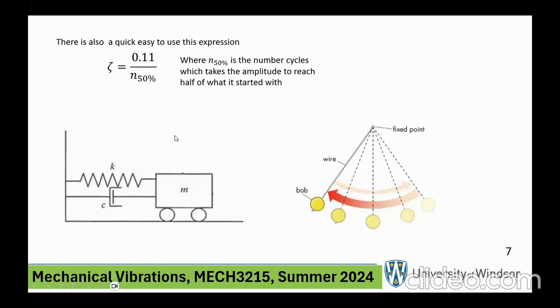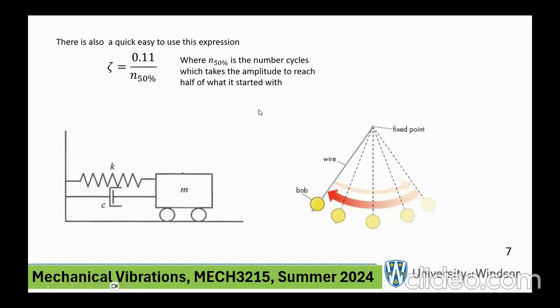In this problem, move this thing by some amount, 10 millimeters, whatever is possible, let it vibrate, and find out how many full cycles it took for that 10 millimeters to come to half of it, which is 5 millimeters. If you have that number, plug it in here, and that gives you an estimate of zeta.